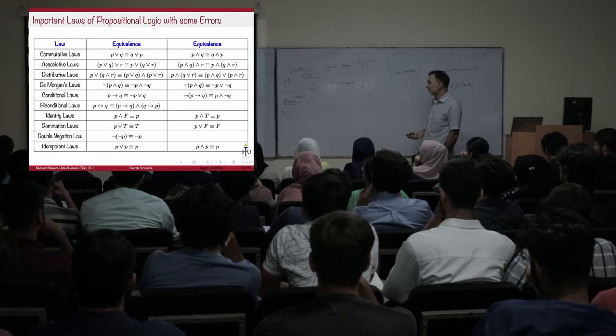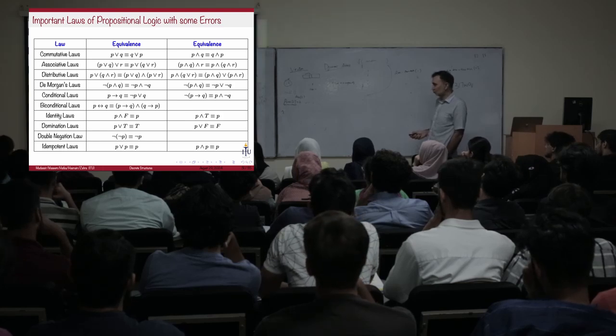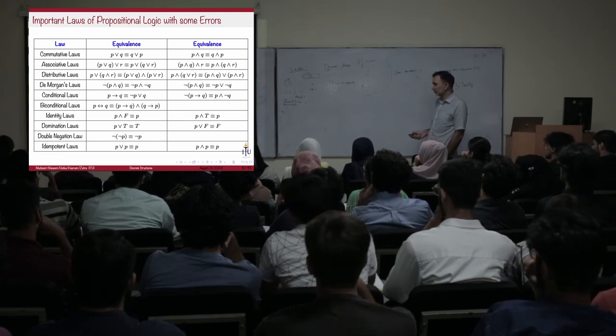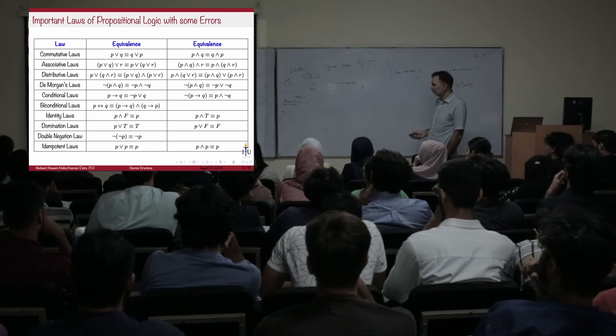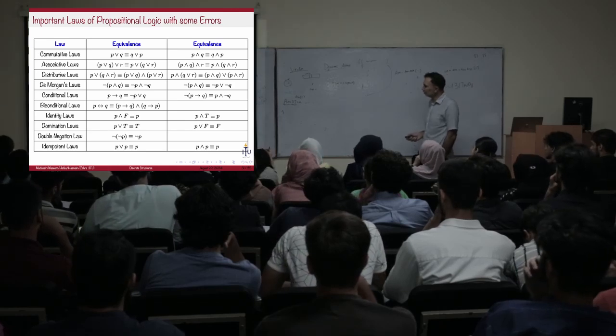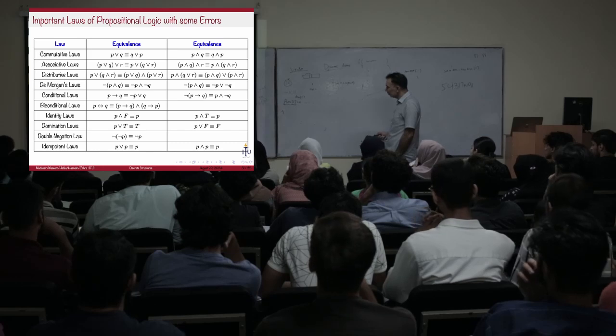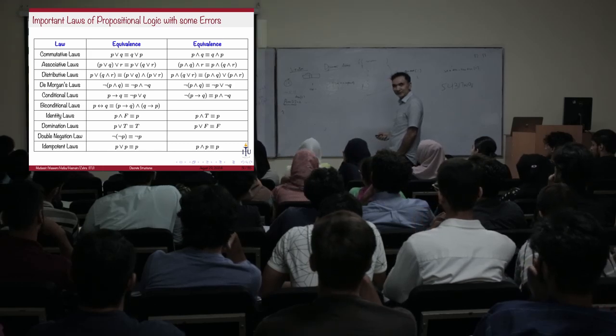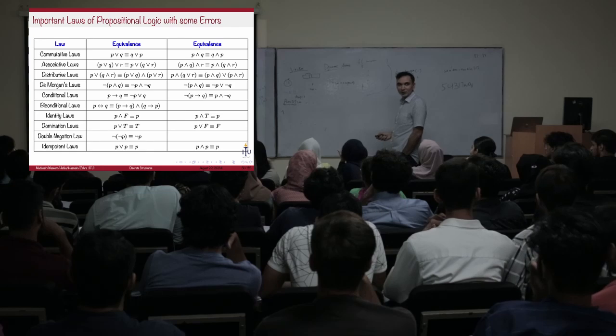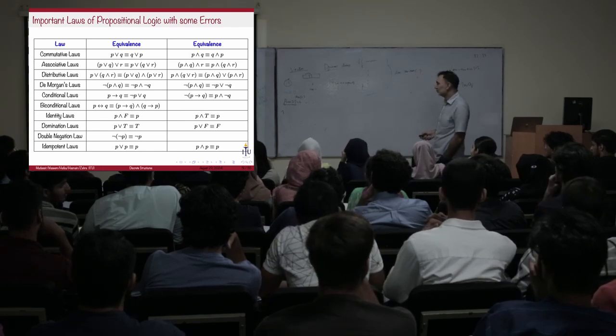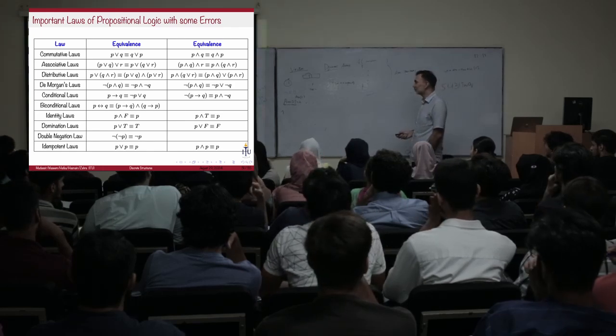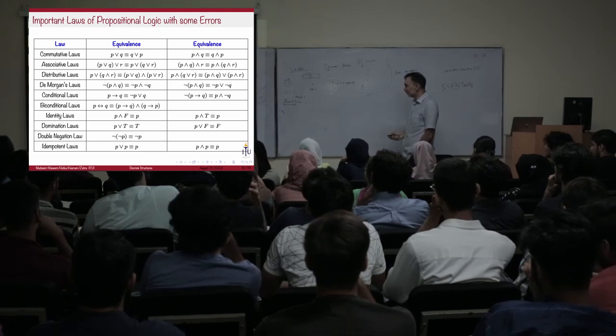Domination says that true dominates when you are doing disjunction, and false dominates when you are doing conjunction. Oh, hold on a second. This one is wrong. You guys didn't figure out this one. You said not to tell you. Okay, you already got 2 points for it, but yeah, you're right. So this one is wrong as well.